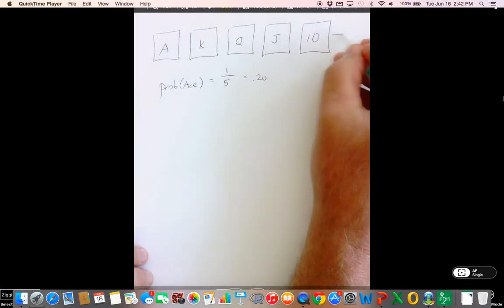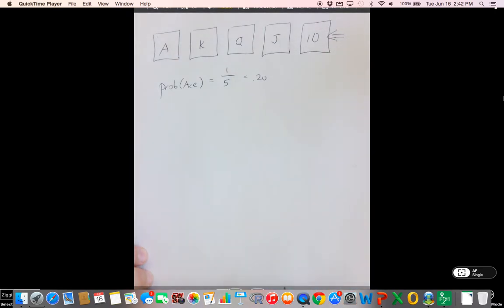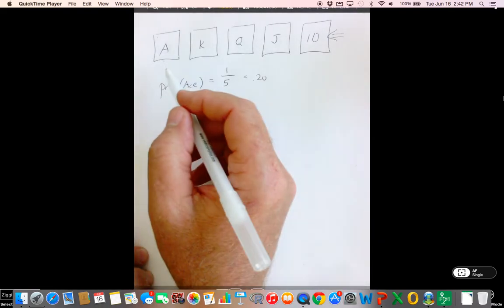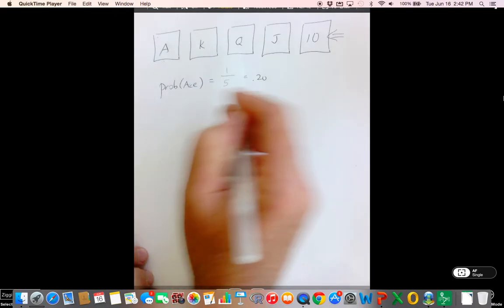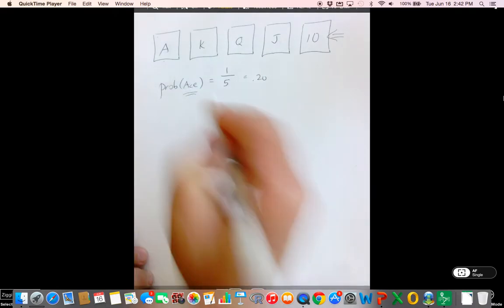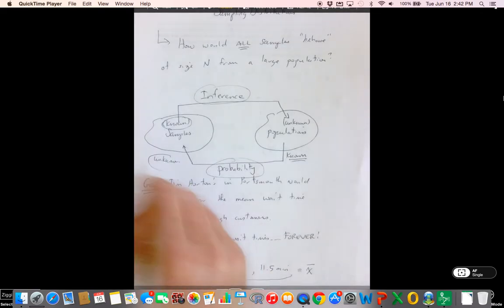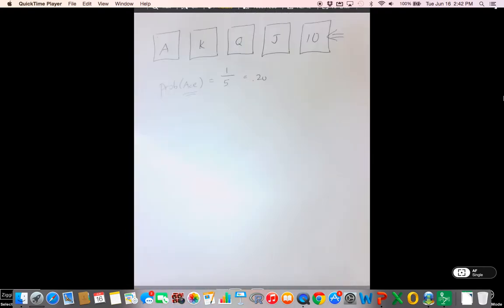My population in this case would be these 5 cards. The sample would be what I would choose. Now guys, if this is truly at random, if these cards are face down, then the likelihood of me getting an ace is random. I don't know what I'm going to get. Therefore, my sample is unknown, but my population is known.